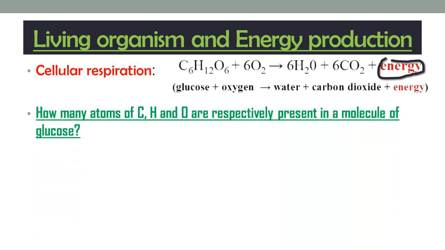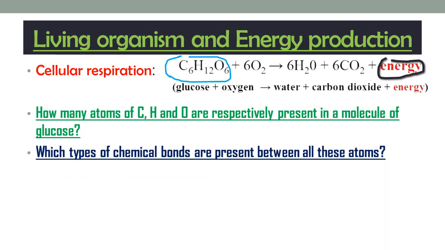Now we have to answer some questions. The first question is: how many atoms of carbon, hydrogen and oxygen are respectively present in a molecule of glucose? Here you can observe the molecule of glucose, and the formula of glucose is C6H12O6. So there are 6 atoms of carbon, 12 atoms of hydrogen and 6 atoms of oxygen. So this is about glucose.